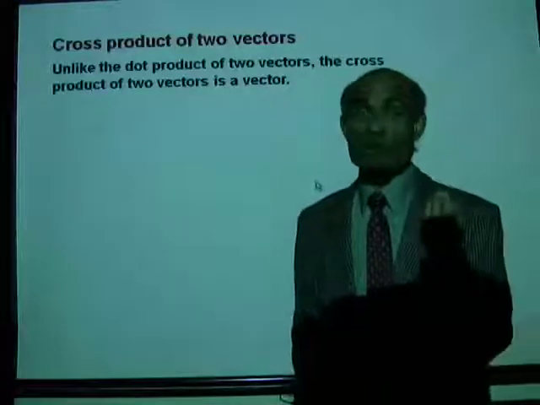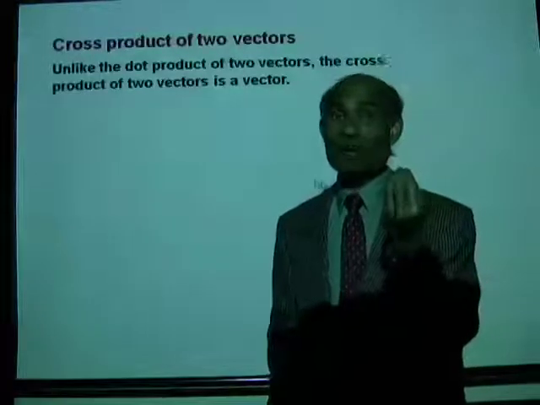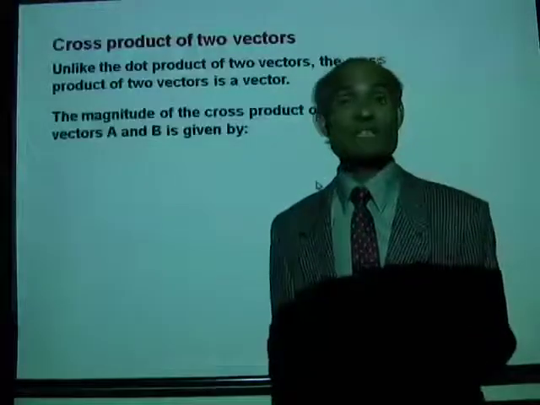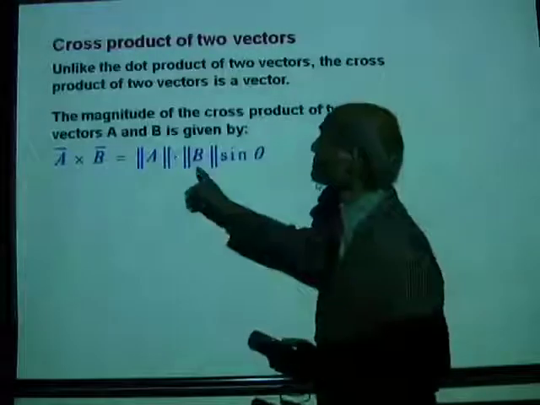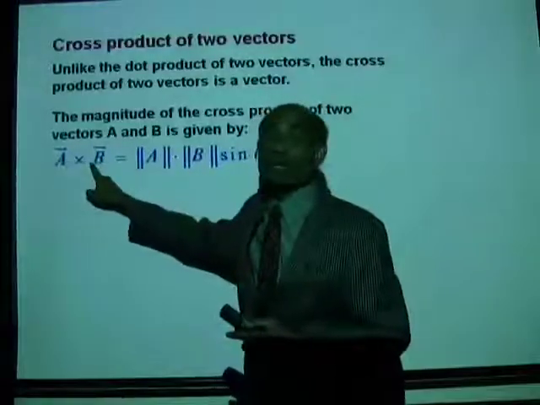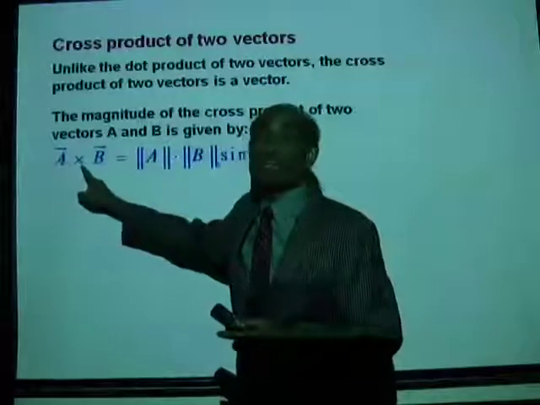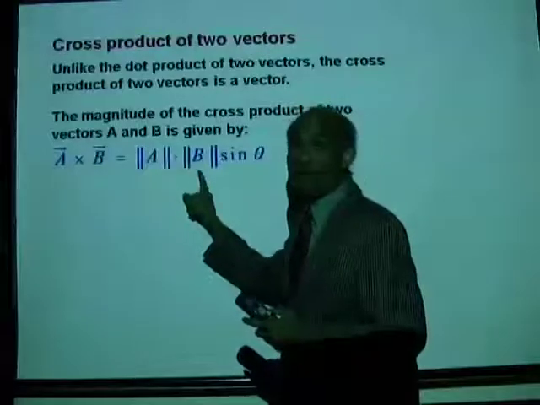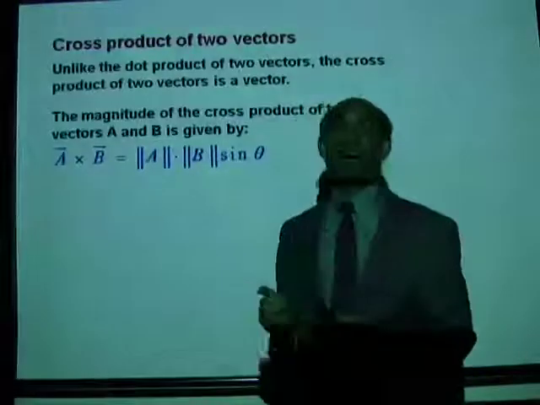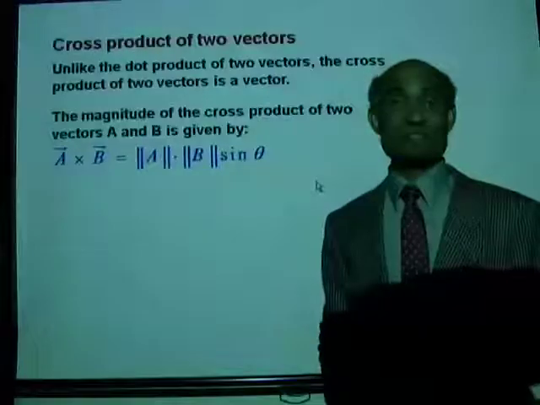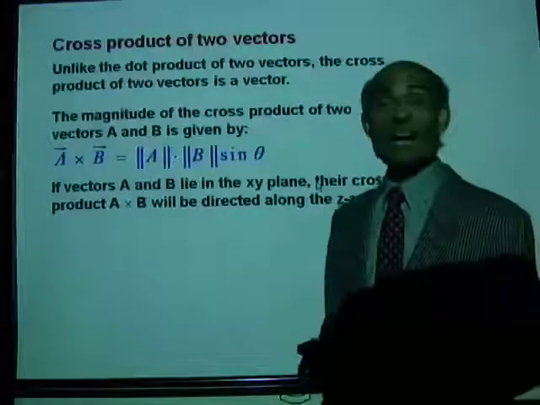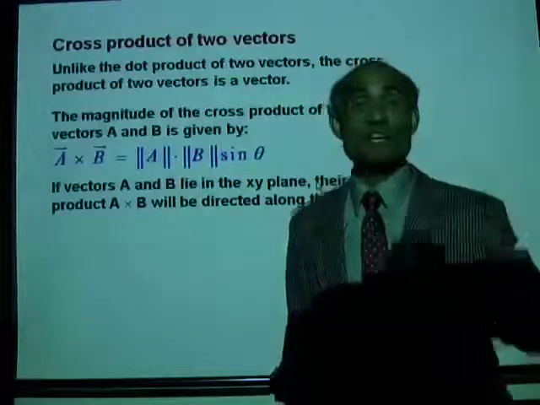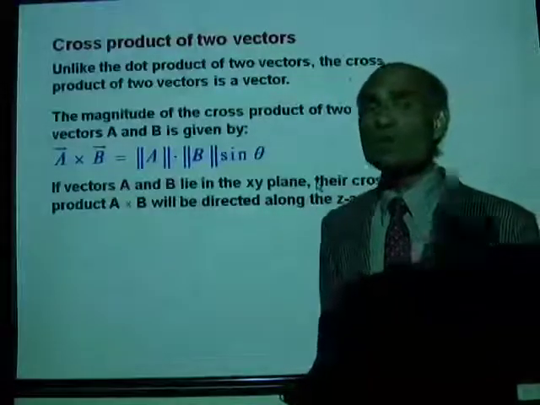Now, you know the dot product. Unlike the dot product of two vectors, the cross product of two vectors is a vector. Is that right? And it is given by this relation. A cross B, the cross product of two vectors A and B, is the magnitude of A multiplied by the magnitude of B times sine of the angle between the two vectors. Well, I showed you a method of finding the cross product of two vectors earlier. Shall we go over that one more time?